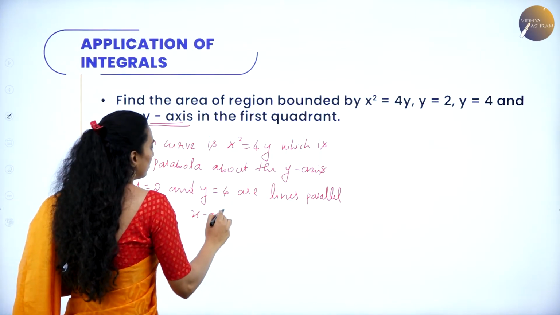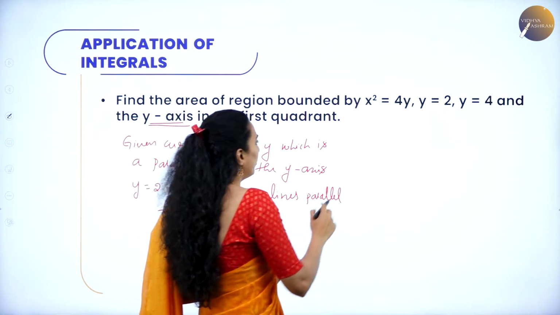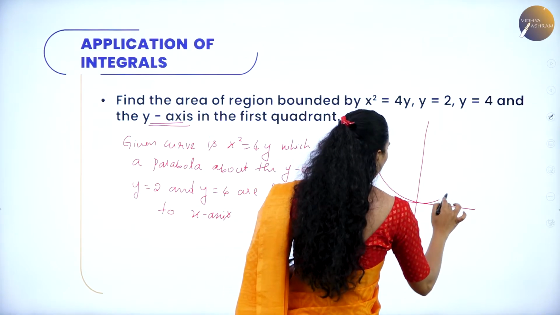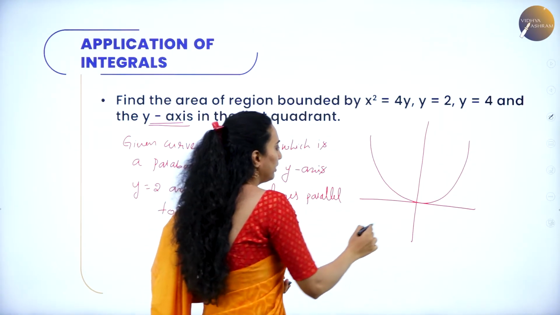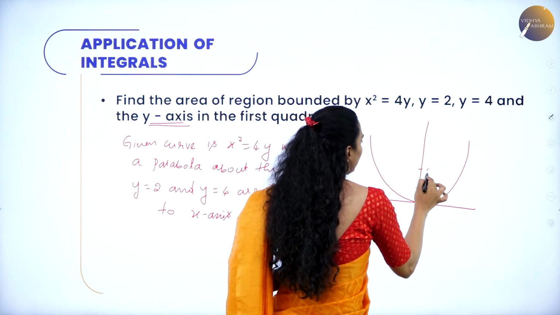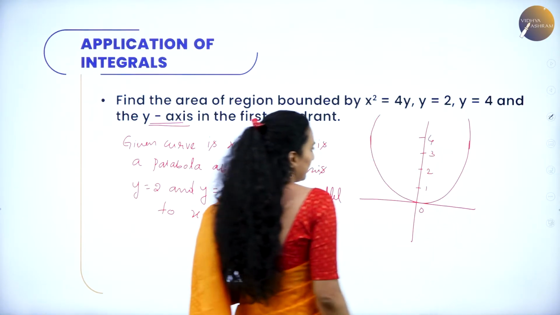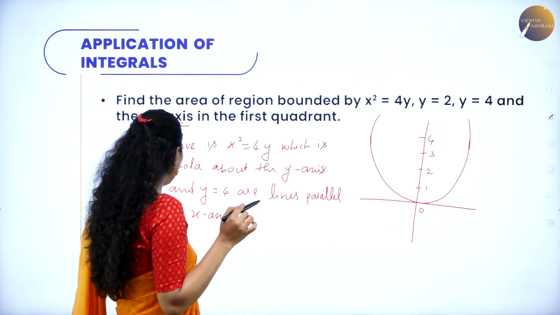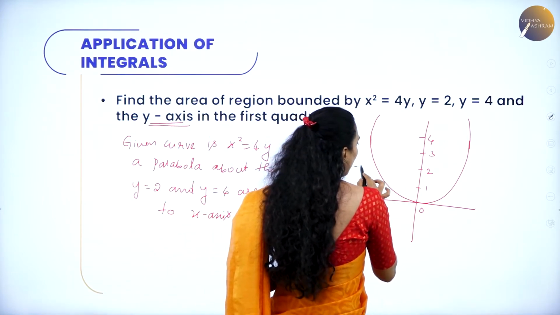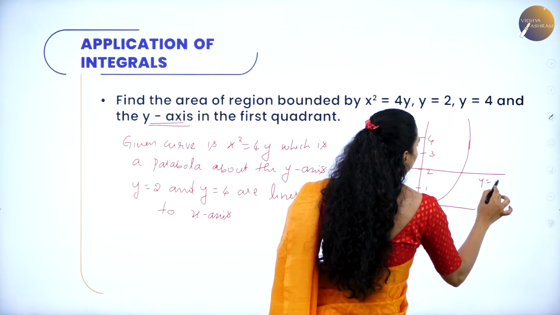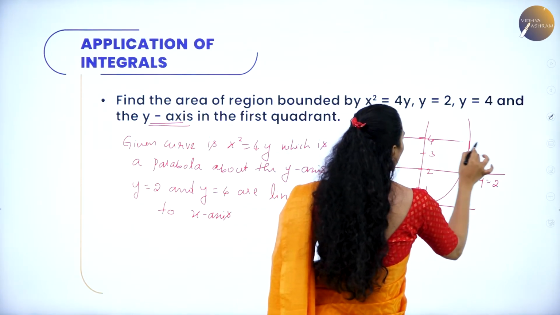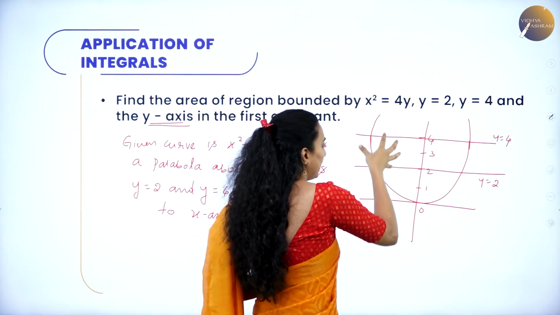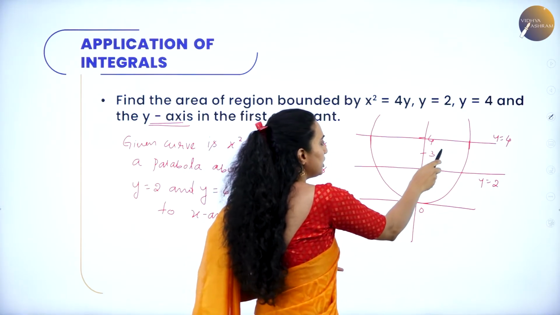parallel to x-axis. So let me draw the diagram accordingly. So parabola about the y-axis means you are getting this. And here it is 0, 1, 2, 3, 4. Now y is equal to 2, which is a line parallel to the x-axis. Similarly, y is equal to 4. This is a line, y is equal to 4. So therefore, in the first quadrant means what? This is the first, second, third, fourth. So first quadrant means this region we have to find out.